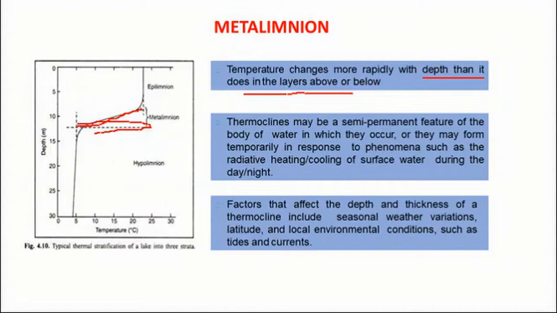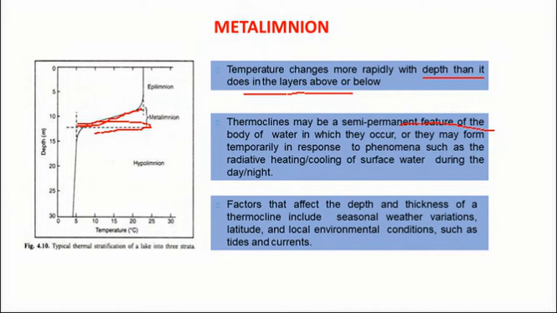Thermoclines may be a semi-permanent feature of the body of water in which they occur, or they may form temporarily in response to phenomena such as the radiative heating or cooling of surface water during the day or night. So a thermocline is, in a very simple way, a very rapidly changing zone of a water body in terms of temperature.